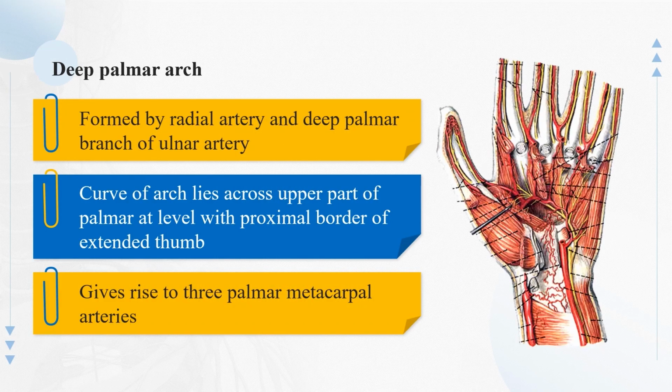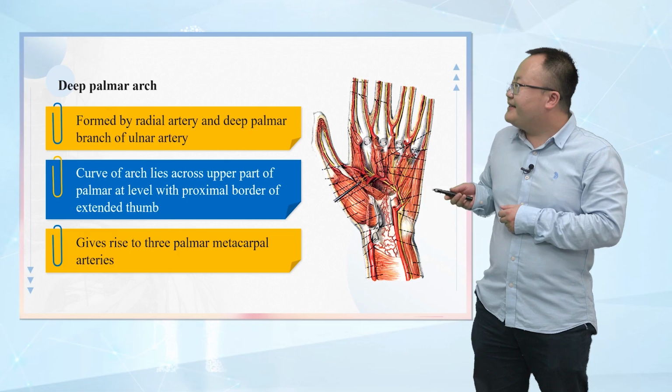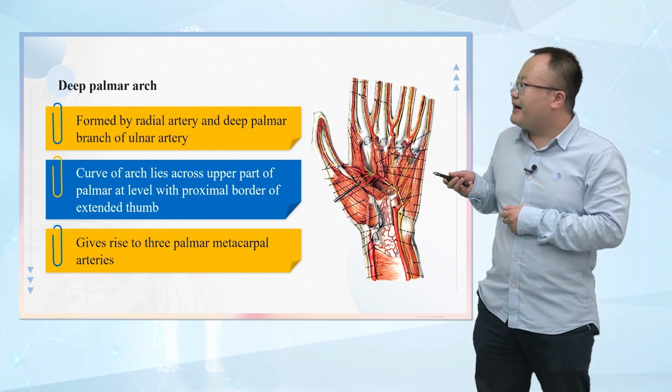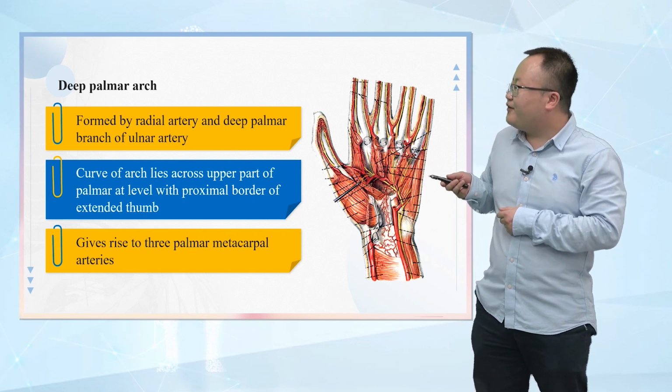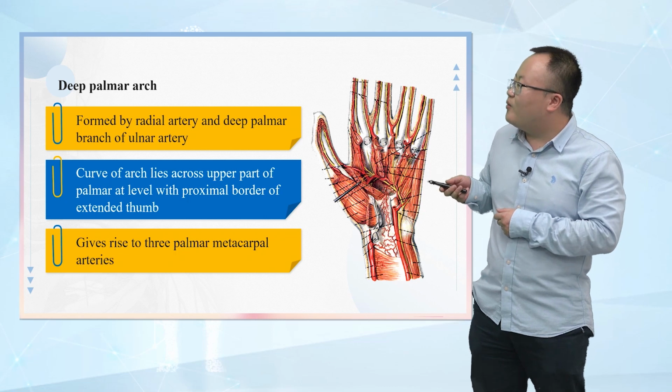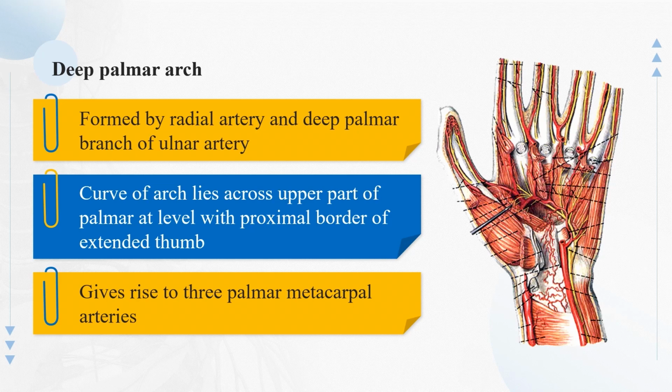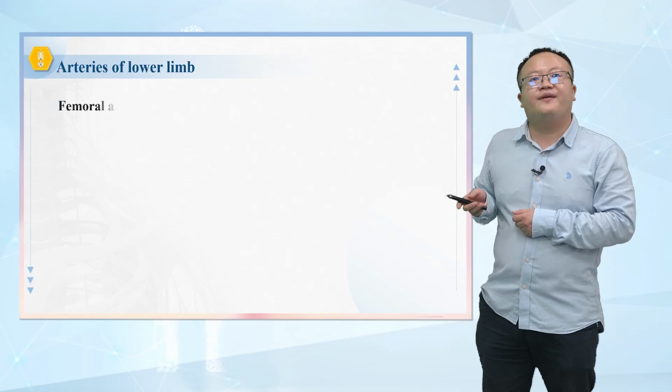The deep palmar arch is formed by the radial artery and the deep palmar branch of the ulnar artery, and the curve of the arch lies across the upper part of the palm, level with the proximal border of the extended thumb. It gives rise to three palmar metacarpal arteries.